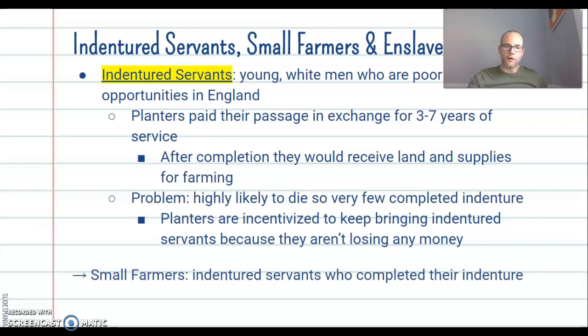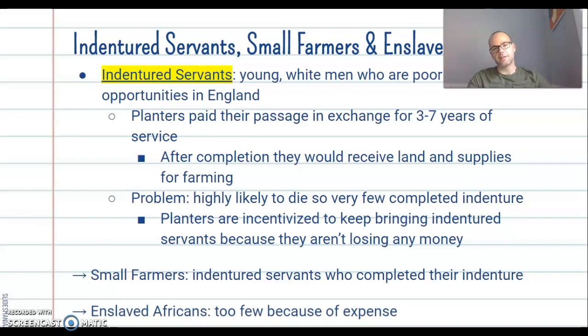Okay. Small farmers are those who wind up completing their indenture, which is why there's so few of them, because not many make it that far. But if they do, they wind up having very, very small farms and hopes of becoming a planter themselves. And we do have some enslaved Africans, but that's very, very few because they are too expensive. I think I remember reading it was like 15 pounds English currency for one. But why would you want to pay that if you could just get an indentured servant to come for free and probably not finish? Okay, so that's indentured servitude in a nutshell.